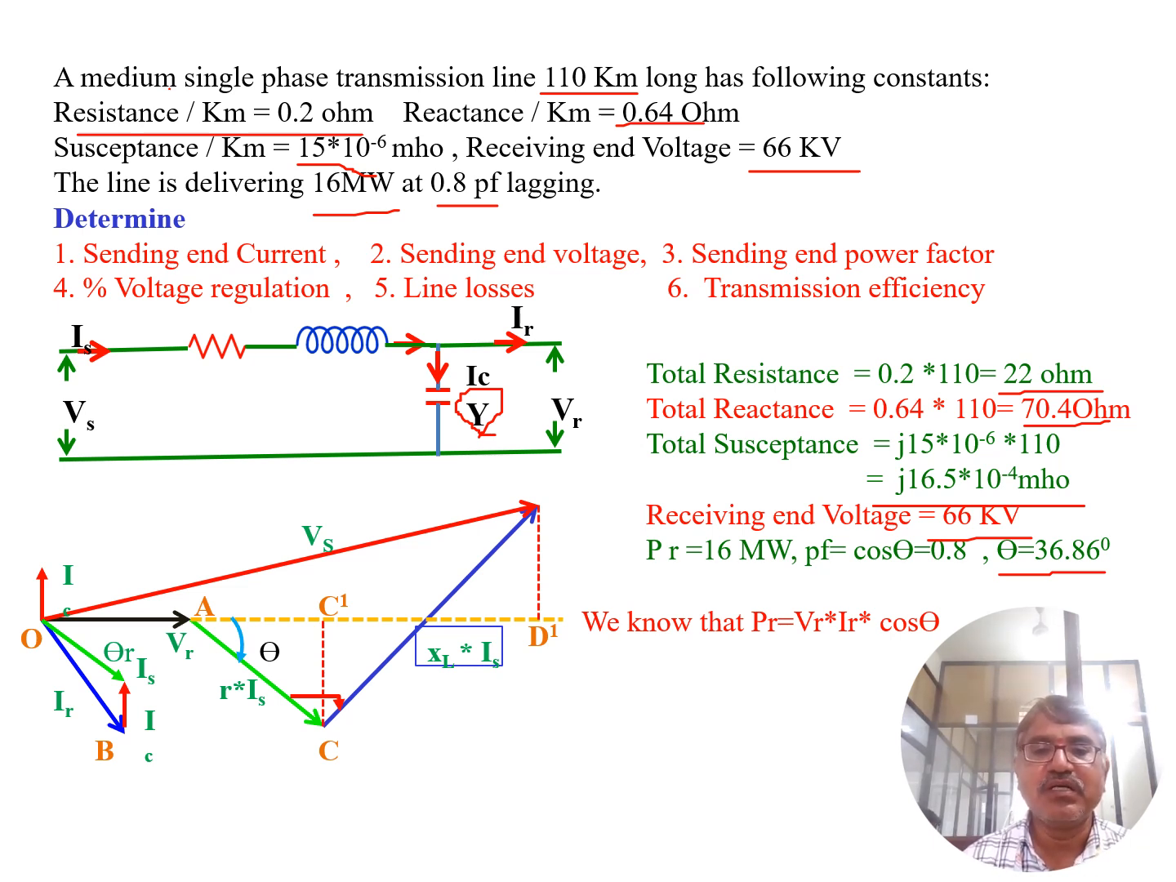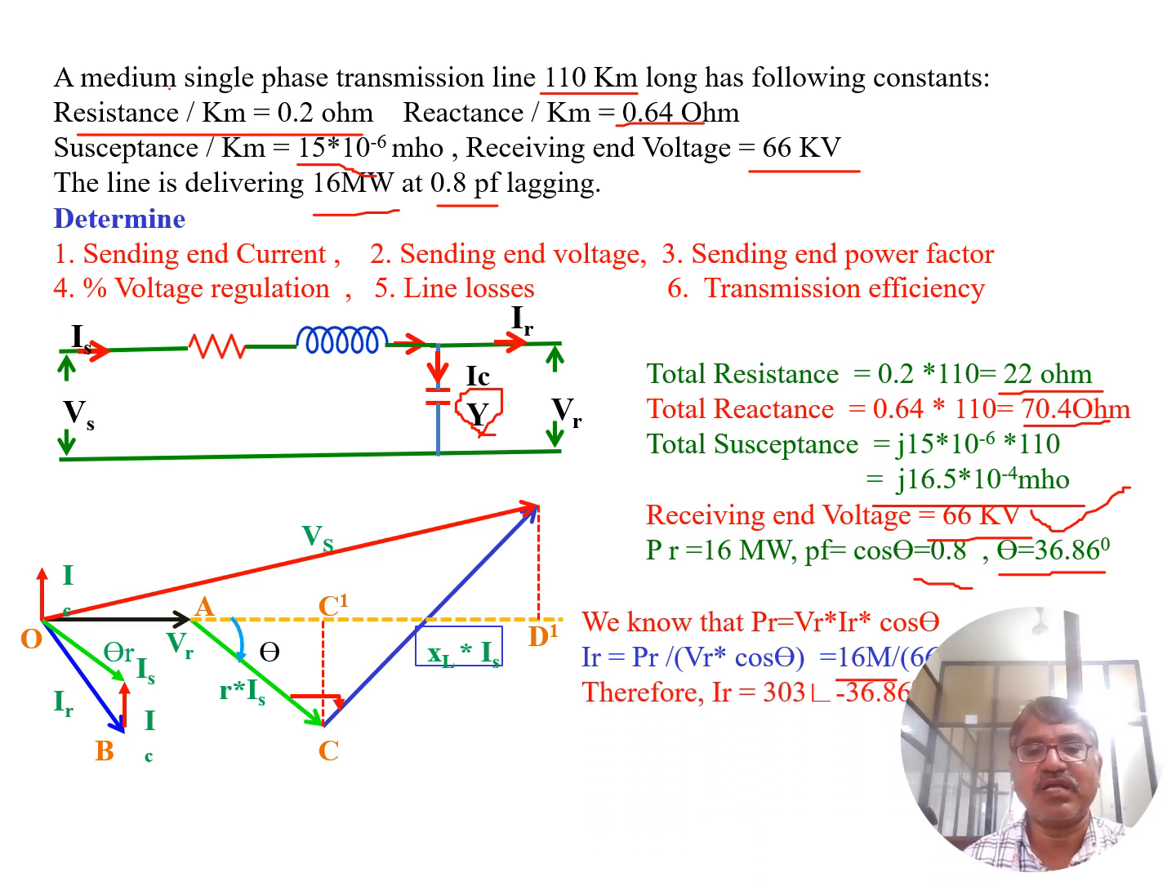Using that formula, now we have to calculate IR. So IR is equal to PR divided by VR into cos theta R. We know PR is equal to 16 megawatts, VR is given as 66 kV, and power factor is equal to 0.8. Just substitute the values in this formula, and by substituting the values we will get the current as 303 amperes.